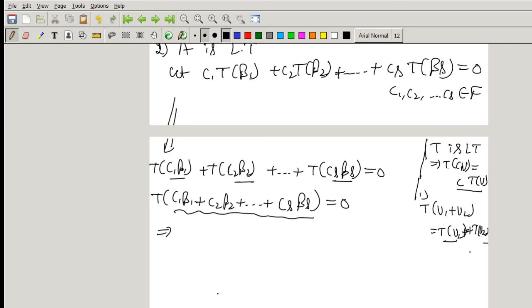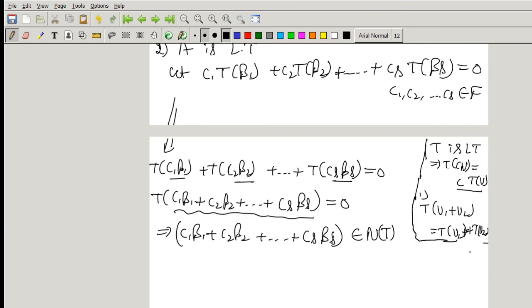Therefore, c1 β1 + c2 β2 + ... + cs βs belongs to N(T). This is again a single element; v1 plus v2 can be nothing but v. This belongs to N(T).